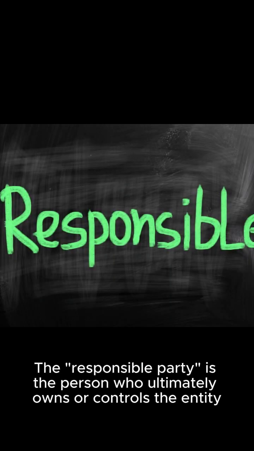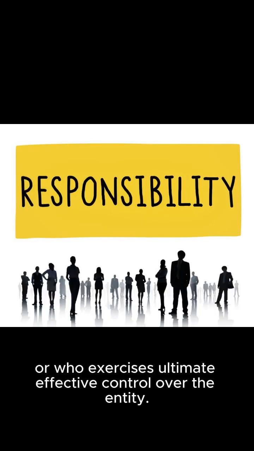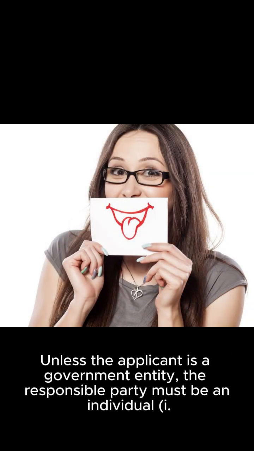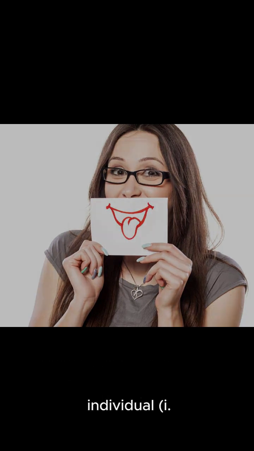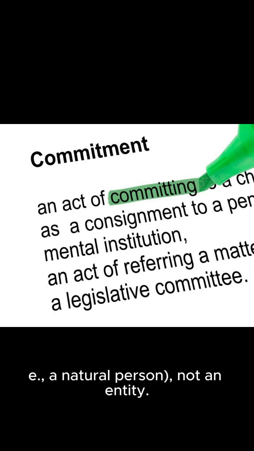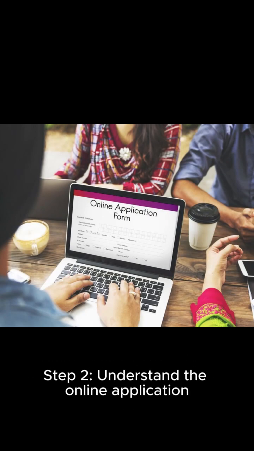The responsible party is the person who ultimately owns or controls the entity, or who exercises ultimate effective control over the entity. Unless the applicant is a government entity, the responsible party must be an individual, i.e., a natural person, not an entity. Step 2.